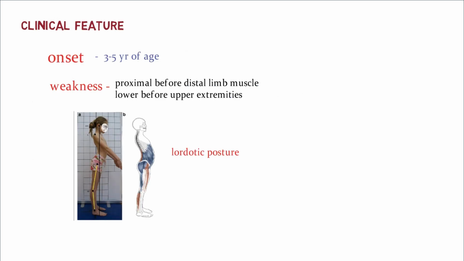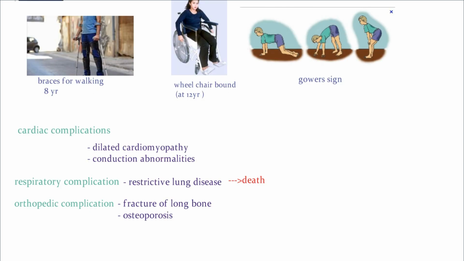In clinical features, we talked about the onset. Proximal muscles are involved first, after that distal muscles, and lower extremities before the upper extremities. And there we can see lordotic posture, and Gowers' sign, and there can be cardiac complications like dilated cardiomyopathy and conduction abnormalities. There is a respiratory complication, which is the most important factor for death, that is restrictive lung disease. And there can be orthopedic complications like fracture of long bones and osteoporosis.